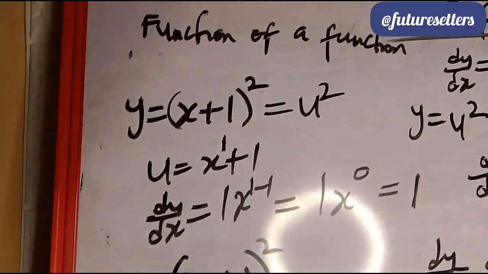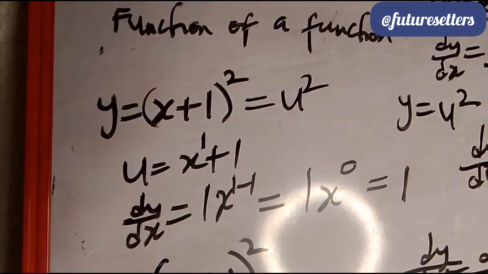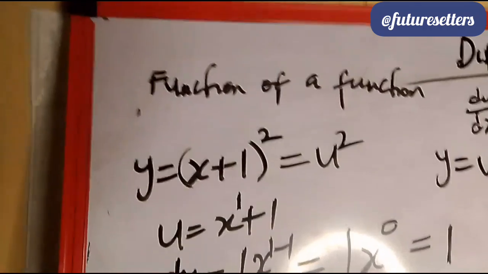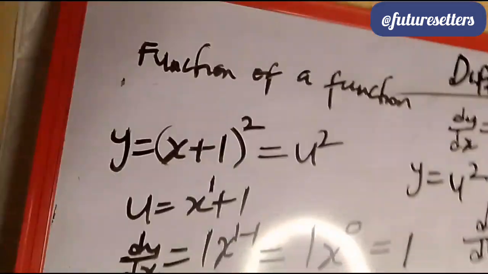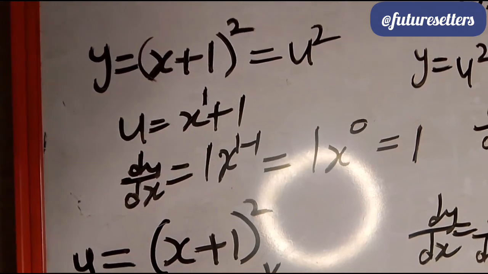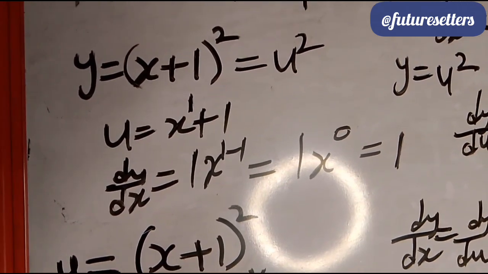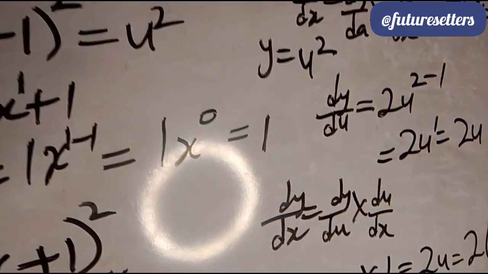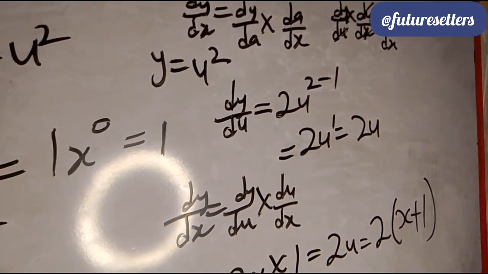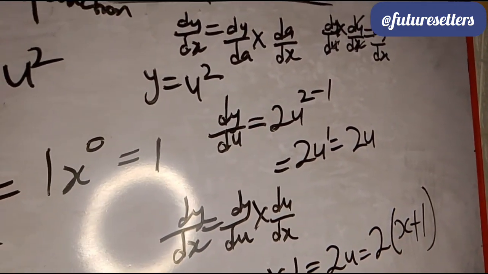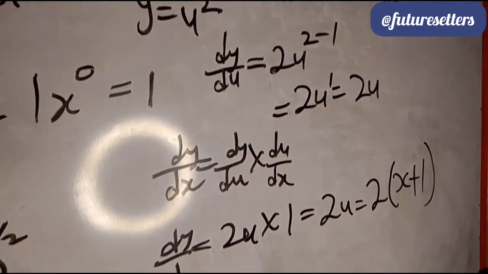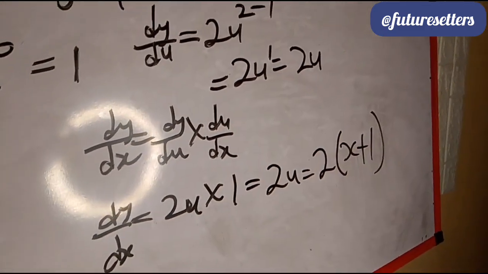So if y is equal to (x plus 1) raised to power 2, first of all, make sure that you let u be x plus 1. But remember that x raised to power 1 is x. So differentiate u in respect of x. You have du/dx equal to 1 times x raised to power 1 minus 1, which is 1 times x raised to power 0, and x raised to power 0 is 1, so that's why it's 1. We find dy/du. dy/du is 2 minus 1, which is 1, you have 2u. Now the next part is dy/dx equal to dy/du times du/dx.